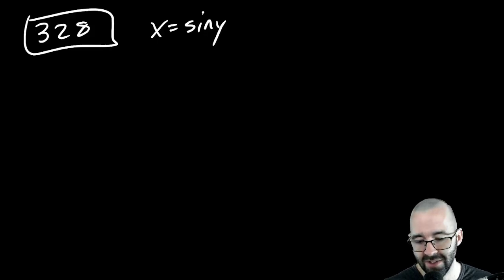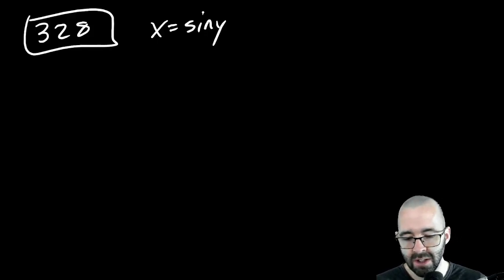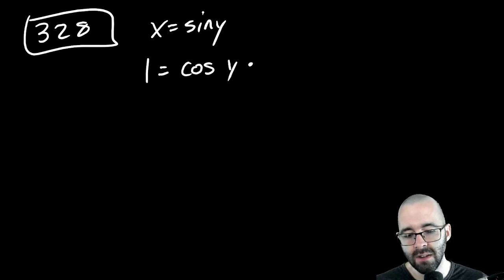Well, we use implicit differentiation. Take the derivative of both sides. The derivative of the left-hand side with respect to x is 1. The derivative of the right-hand side is the cosine of y times dy/dx.